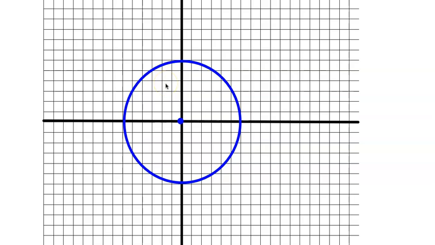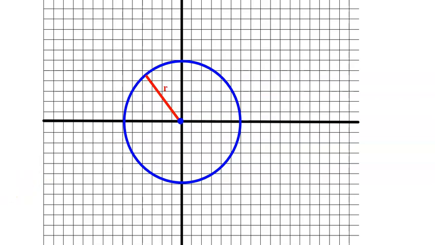Well, let's think about the definition of a circle. The definition of a circle is the set of points that are the same distance from the center. So we have this radius, this distance from the center, and this goes all the way around. All of them are that distance. So what we want is an equation that says, we want everything that is that distance from the center.